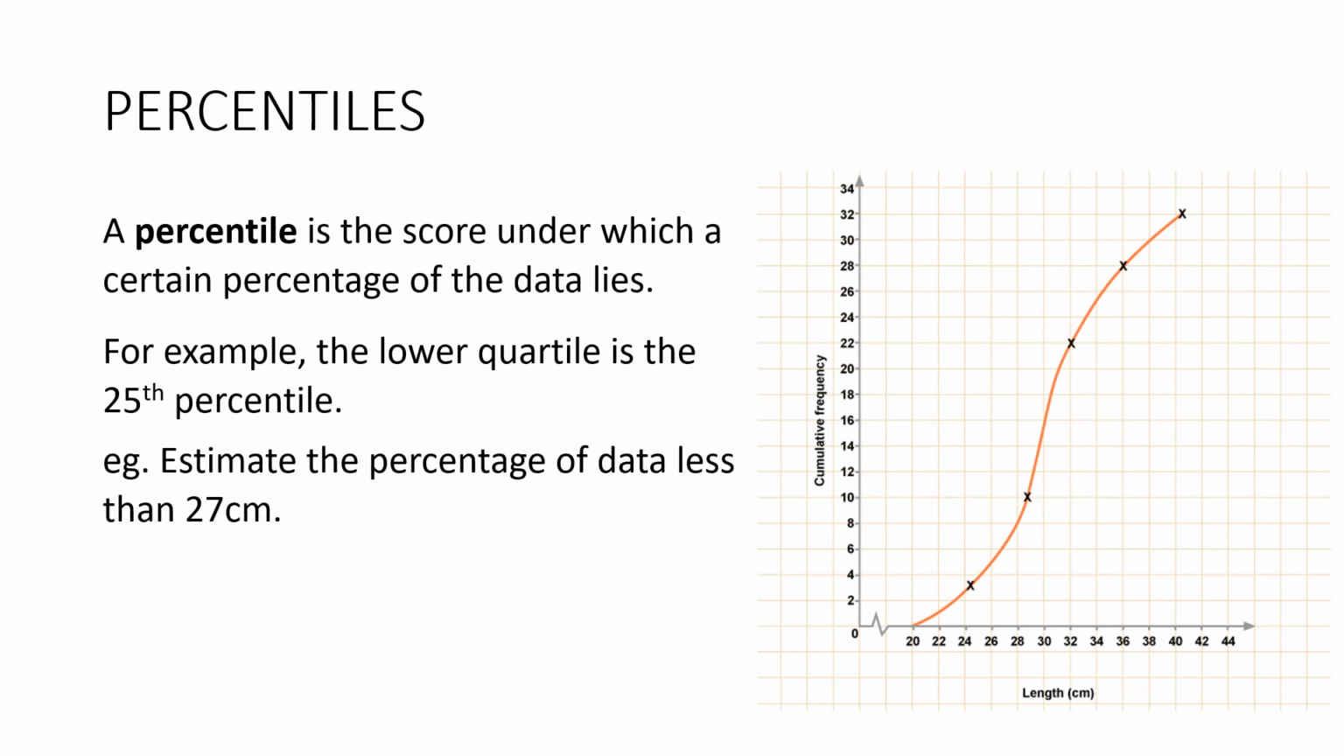Here's an example. Estimate the percentage of data that's less than 27 centimetres. So we're going to read off the graph the opposite way. We'll find 27 and read it off, and we're going to get 6 as our cumulative frequency. Now that's not 6% because it's not out of 100. It's going to be 6 out of 32. 32 is the total frequency, and then we times that by 100. So 19% of the data is less than 27 centimetres.